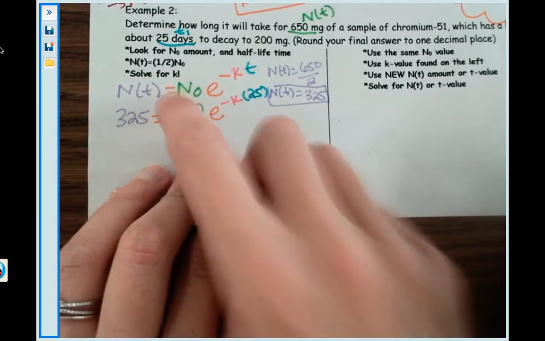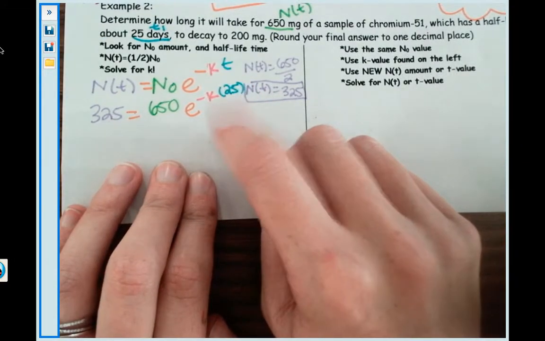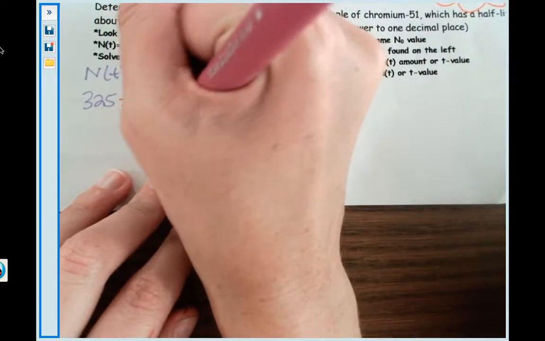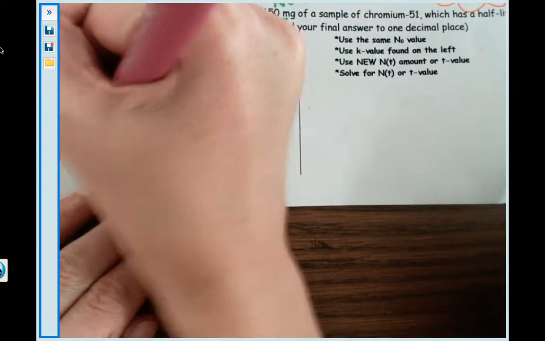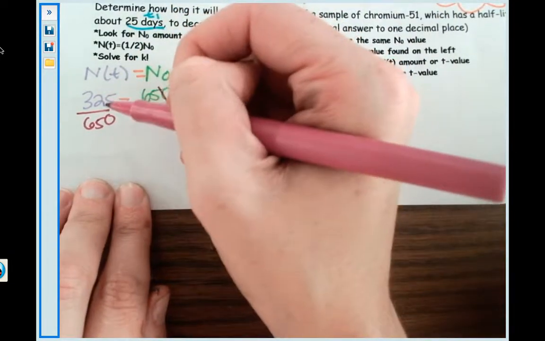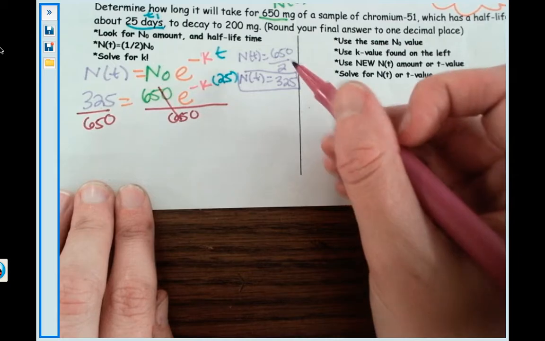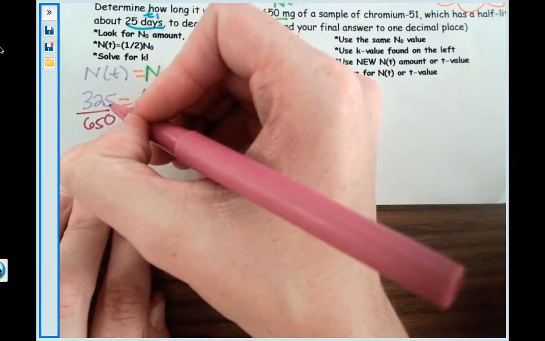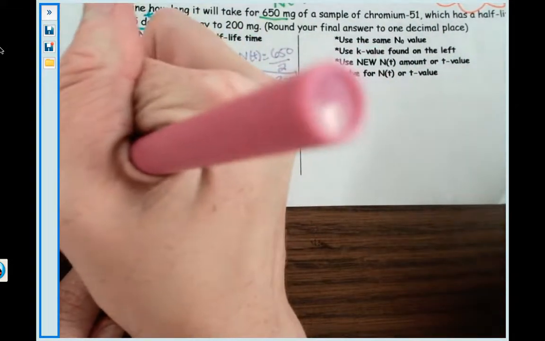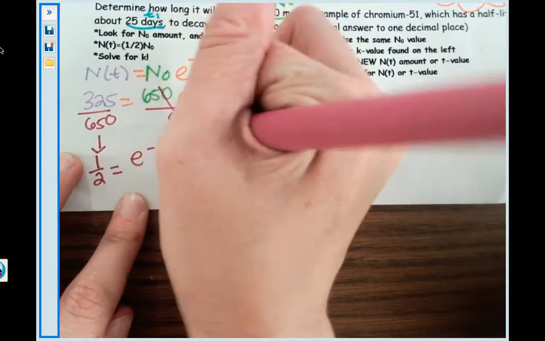So now we've got to solve for K. If we're going to solve for K, the first thing is we've got to get our exponential by itself, which currently that 650 is getting in the way. The only way to move it over is by dividing both sides by 650. 650 divided by 650 cancels out, turns to 1. And on this side, we're left with 325 over 650, which will actually reduce down to 1/2, since 650 divided by 2 is 325. So this is half of 650, and it will simplify to 1/2. So we have 1/2 equals E to the negative K times 25.